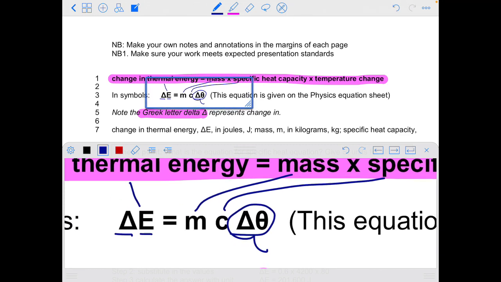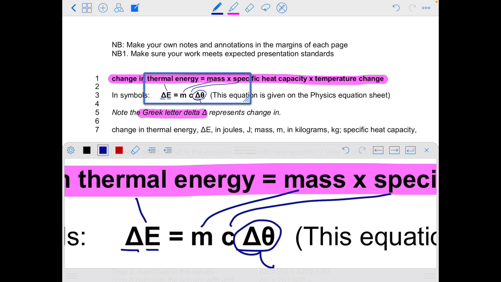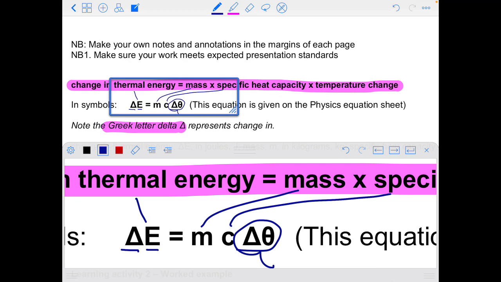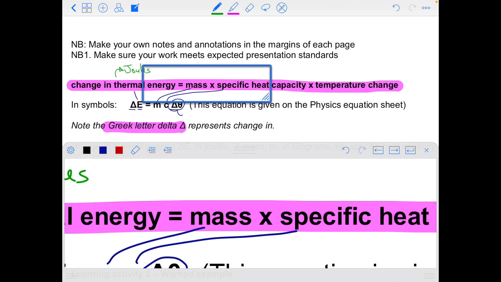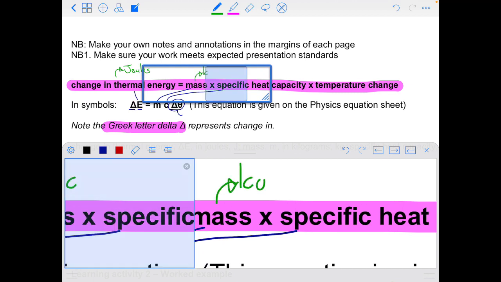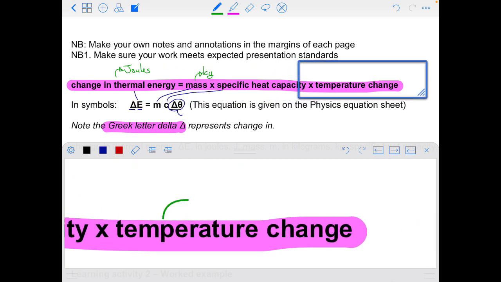So I want you to write down this equation, both in words and in symbols, into your books, and think about, what do we measure all of these things in? What is the scientific unit that we use to measure energy, mass, and temperature? So hopefully you remember that our change in energy is measured in joules. Our mass is measured in kilograms. And temperature we measure in degrees Celsius.